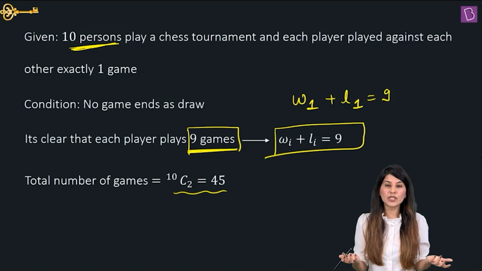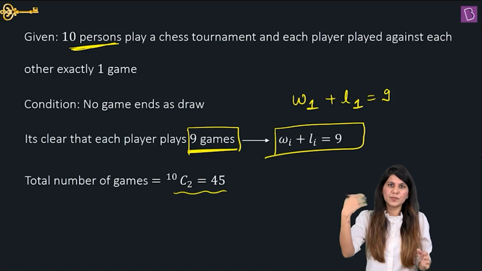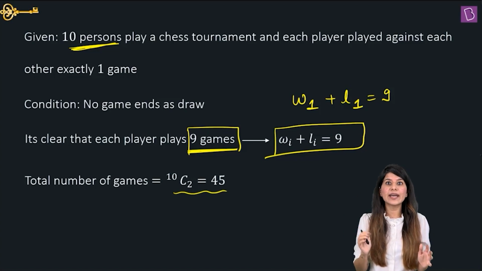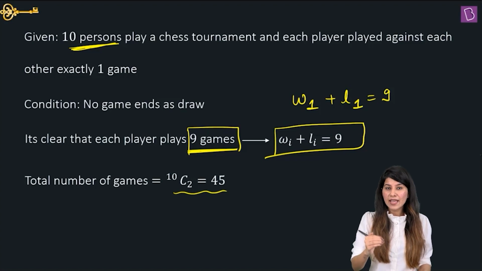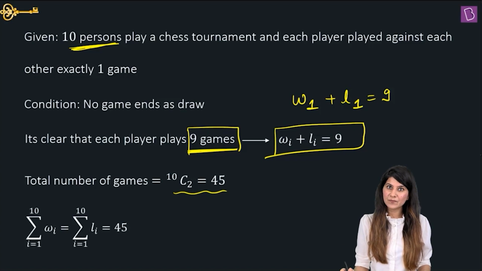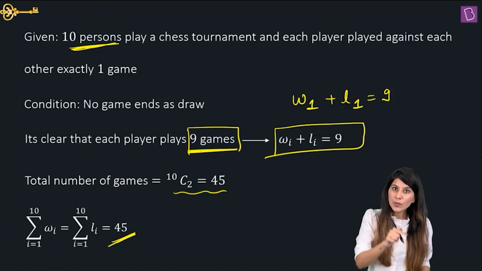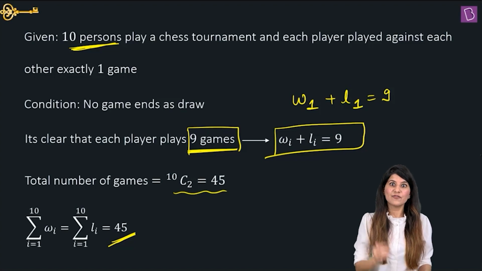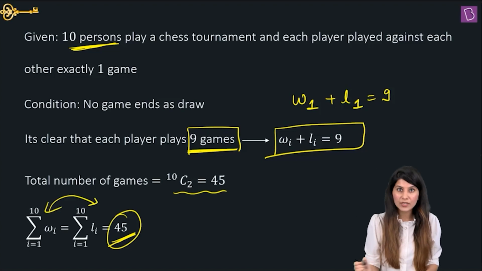So that means the total number of wins, W1 plus W2 plus W3 plus W4 plus W5 all the way up to W10, summation Wi from 1 to 10 is 45. Summation Li from 1 to 10 is 45, just like this. Because every game is associated with one win and one lose. So 45 games are associated with one win and one lose.